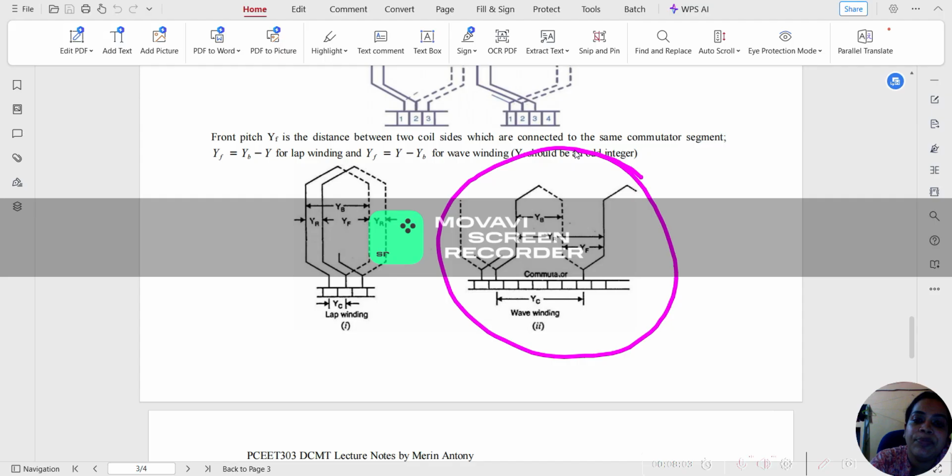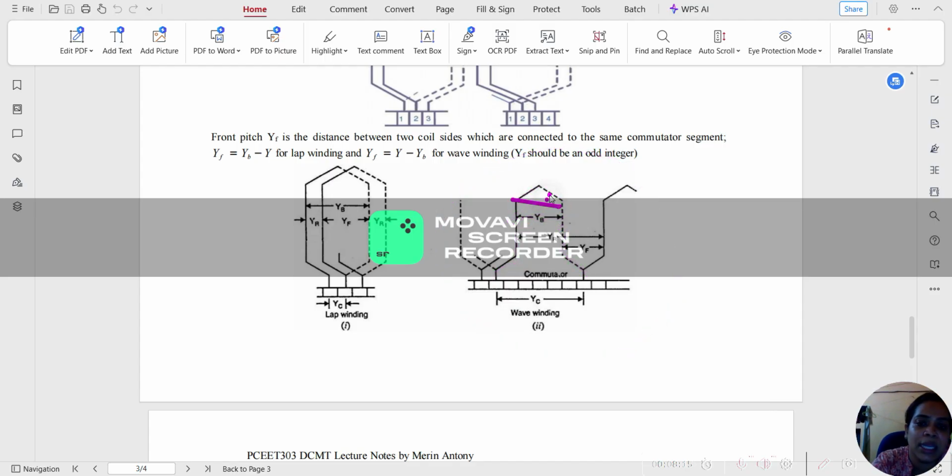In wave winding, the same will be repeating. What is meant by the back pitch? It is the distance from the second conductor of the first coil to the first conductor of the same coil. That is called back pitch. So here it is the same. This is the first coil and this is the second coil, second conductor. So the distance between the conductors of the same coil we will be calling back pitch. Also we will be calling it coil pitch. Clear? Coil pitch is the same as the back pitch.